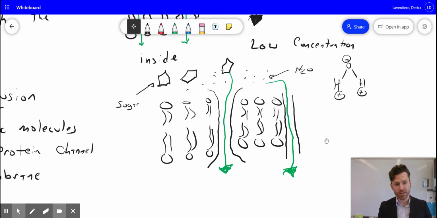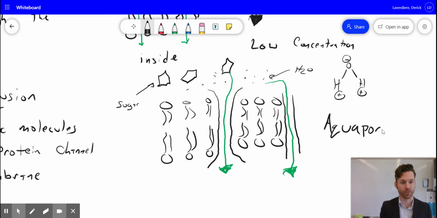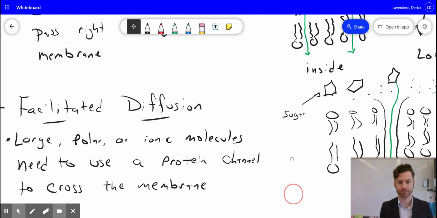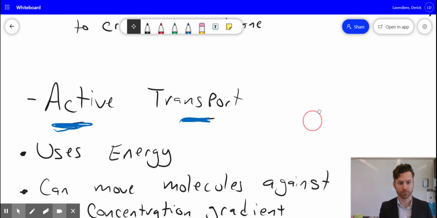Protein channels that move water have a special name, and that name is aquaporins. Aqua, meaning water. And then porin, like the pores in your face. They're holes, pores are holes. So this is an aquaporin. And so we're still moving from high concentration to low concentration, but we need protein channels to help get it done. That's facilitated diffusion.